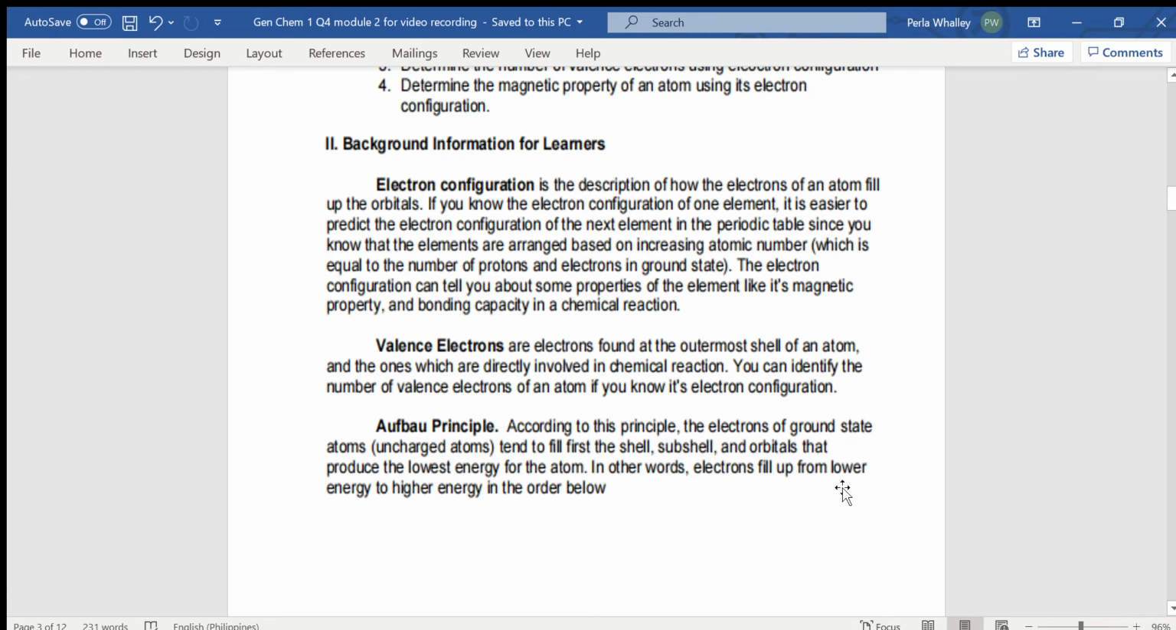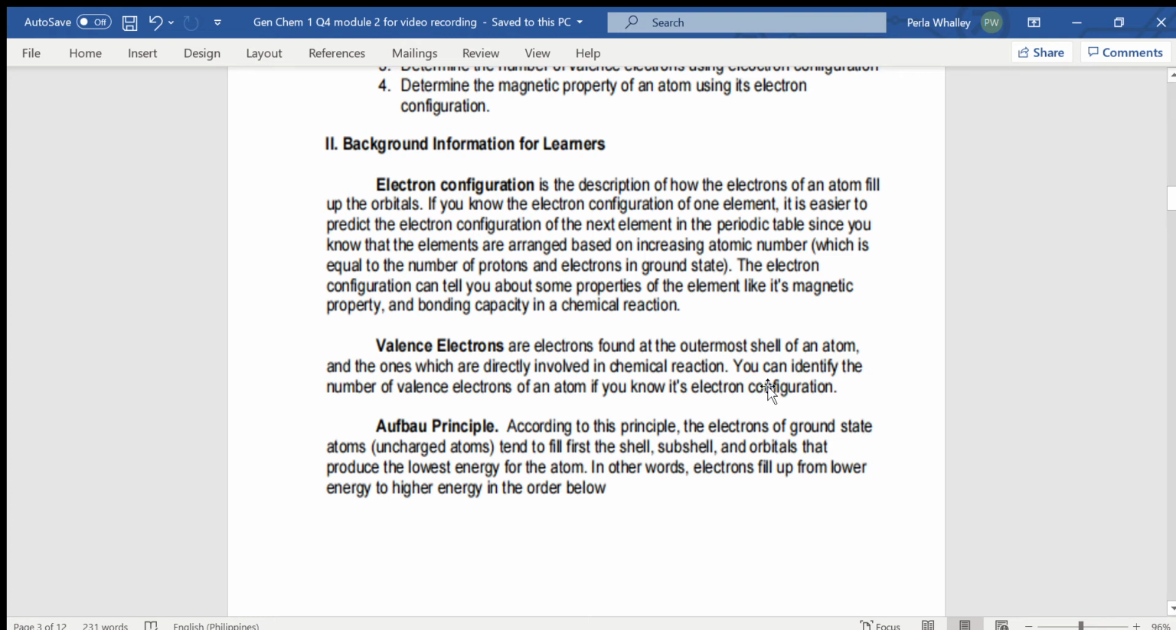Electron configuration is the description of how the electrons of an atom fill up the orbitals. The valence electrons are electrons found at the outermost shell of an atom, and the ones which are directly involved in chemical reaction.